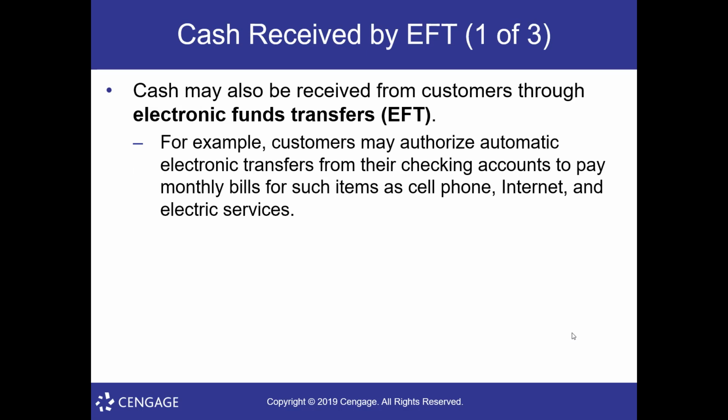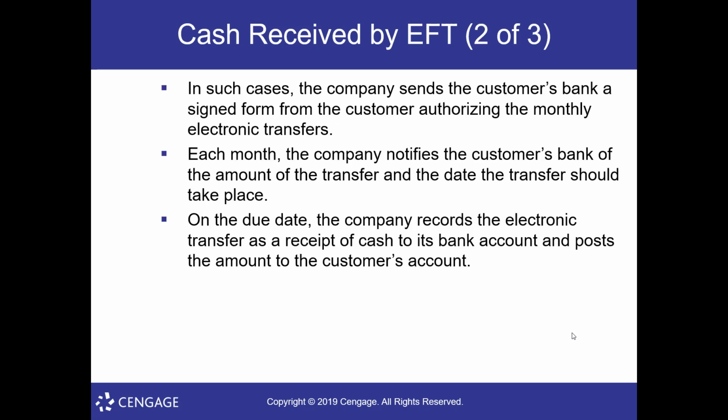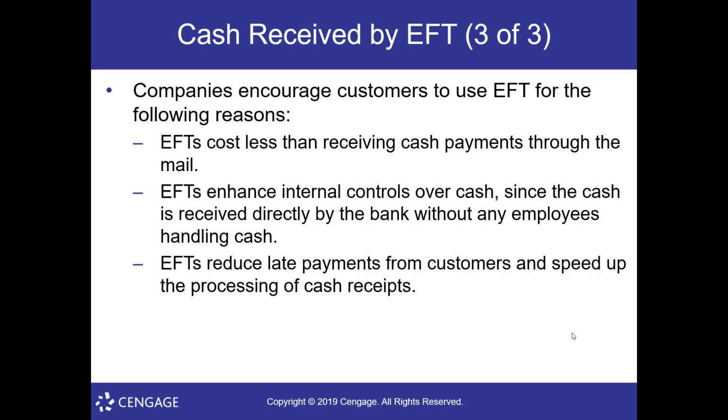There's also such a thing called electronic funds transfer, or EFT. Many customers authorize automatic bank transfers to pay monthly bills such as cell phone, internet, electric. In such cases, the company sends the customer's bank a signed form authorizing monthly transfers. Each month, the company notifies the customer's bank of the amount to be transferred, and on the due date, the company records the electronic transfer as a receipt of cash in its bank and posts it to the customer's account.